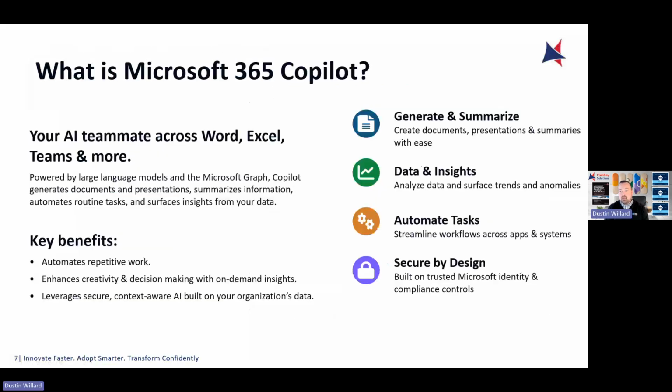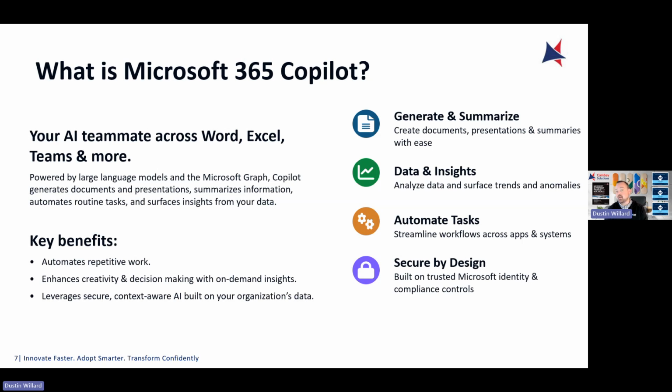So what is M365 Copilot? I think that we probably all have some baseline at this point. If not, you've probably been living under a rock. But I feel like we have to at least cover some of this. So AI is your teammate across Word, Excel, Teams, and everything else. Especially with extensibility features like Copilot Studio and Azure AI Foundry and so on, you can really grow this to hit any line of business system that you have. The benefits are it automates all of your repetitive tasks. And you can even schedule things now.